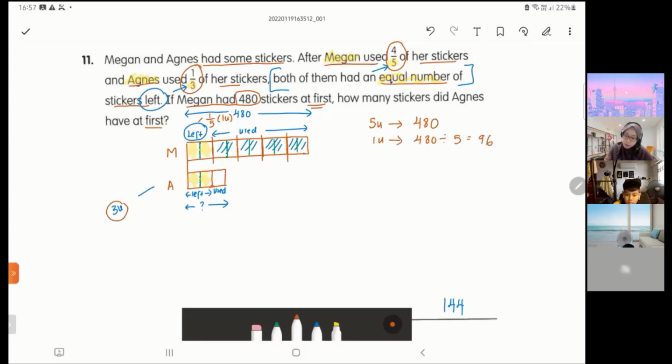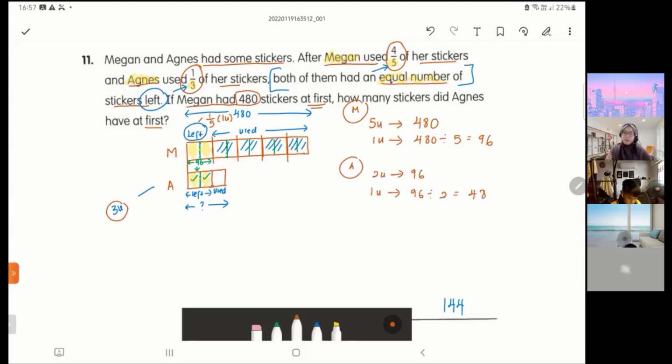Which means the 1 unit here is 96. So for this part, I use another color. This is 96. So where else is 96? These two parts are also 96. So how many units is that 96? 2 units. So 2 units is 96. This is for Megan, and now I'm doing Agnes. So 2 units is 96. 1 unit is 96 divided by 2 equals 48.